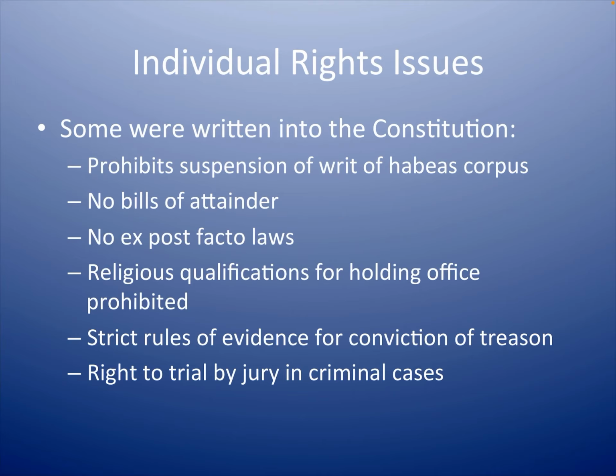The Constitution is also going to prohibit religious qualifications for holding office. So you can't be told you can't be a part of the American government because of a religious reason. So trying to separate church and state. There's going to be strict rules of evidence for conviction of treason, including the fact that in order to be convicted of treason, there needs to be at least 2 witnesses against you. So it doesn't turn into a he said, she said type of situation in terms of treason. And it'll also guarantee a right to trial by jury in criminal cases. So the idea of a jury is going to become a huge aspect of the American government.